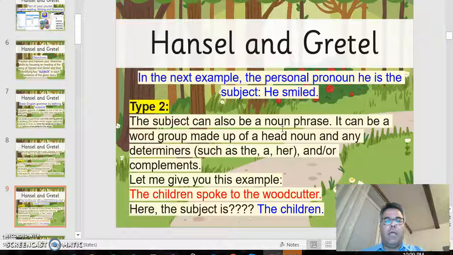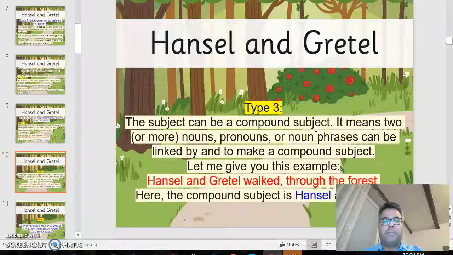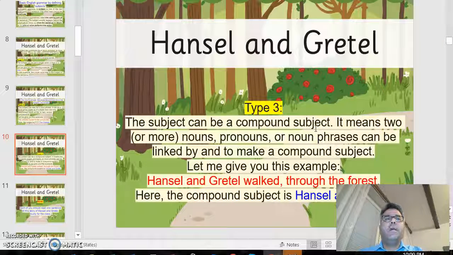Okay. And here, there's a type 3. The subject here can be a compound subject. It means two or more nouns, pronouns, or noun phrases can be linked by and to make a compound subject. Let me give you one example. Hansel and Gretel walked through the forest. In this example, the compound subject is Hansel and Gretel.